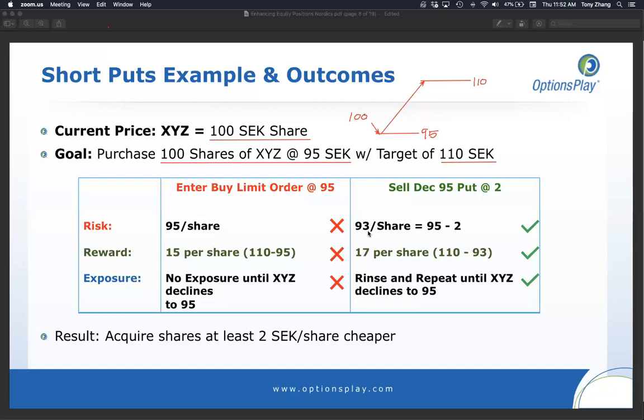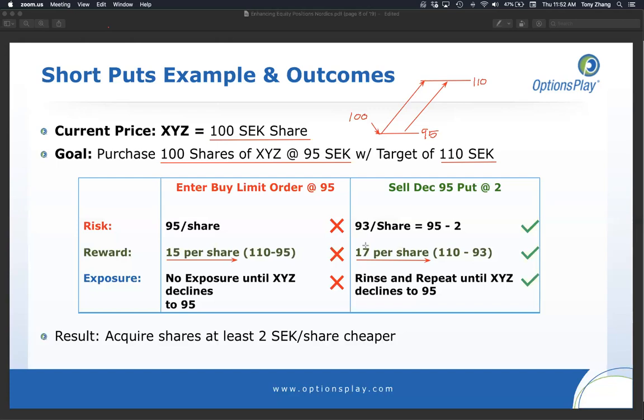So you're reducing your risk, and you're increasing your potential reward. In the original example, if you buy the stock at 95 and it rallies up to 110, your potential reward on this trade is 15 crowns per share. But if you were able to reduce your cost basis from 95 down to 93, you now have a potential reward of 17 crowns a share. So not only have you reduced your risk, you've increased your potential reward.